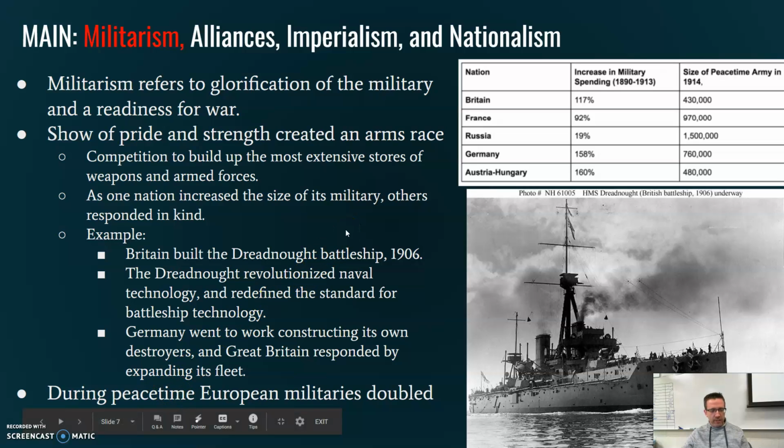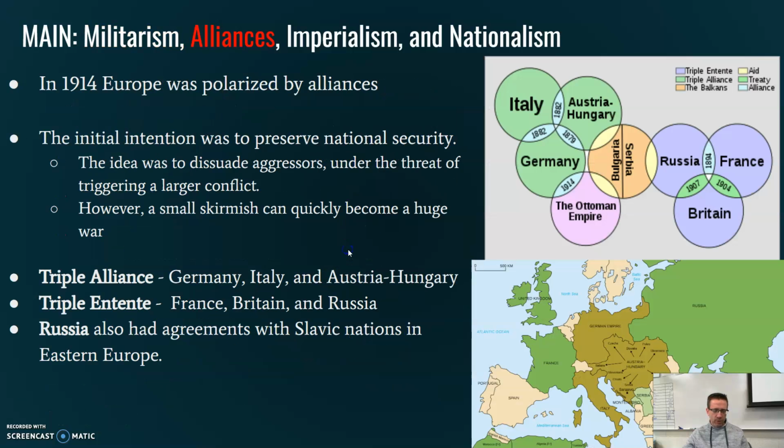peacetime in Europe, these militaries also doubled. So militaries a lot of times will increase, but they don't usually increase very quickly unless it's wartime. And this is during peaceful time. So you can see increased military spending, double or more in some countries, and also the troops doubled or more in 40 years. So that's militarism.